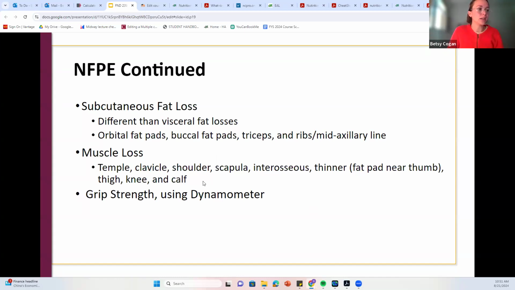And then muscle loss, right? These are other things that we'll want to look at or do a hands-on exam to assess. But typically, right, if we're seeing severe malnutrition from these areas, these will be visually very obvious. But again, we're using all of our senses and potentially a hands-on approach to assess for changes in fat or muscle loss. And then again, we can evaluate malnutrition using a grip strength or a dynamometer. This can tell us about malnutrition or nutritional status as well.